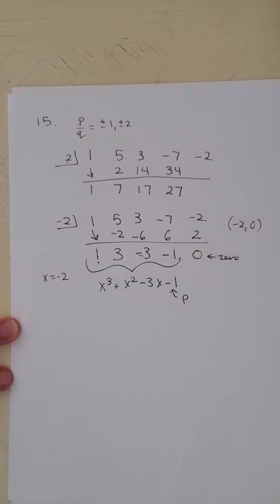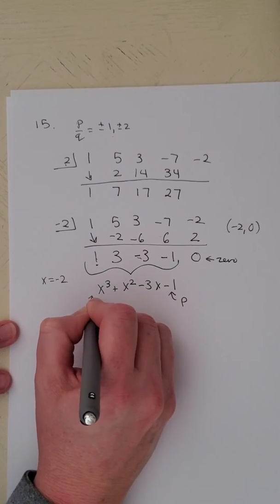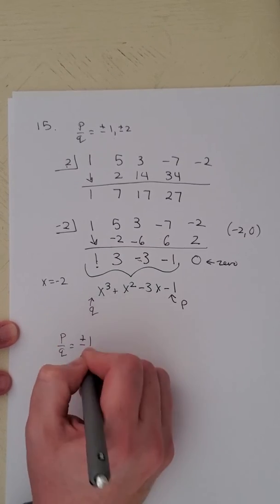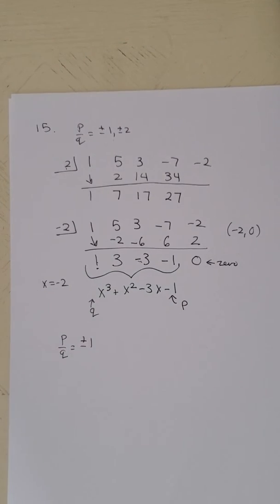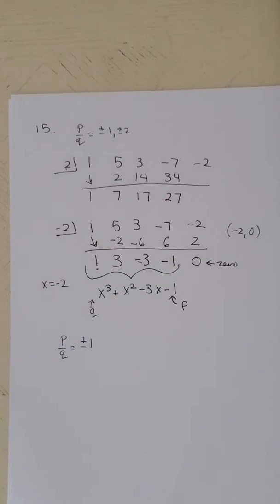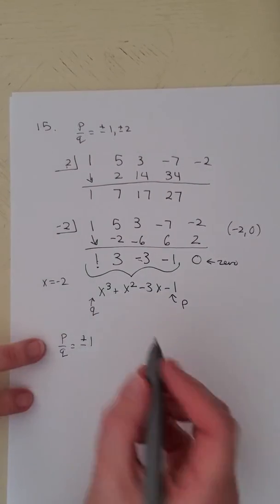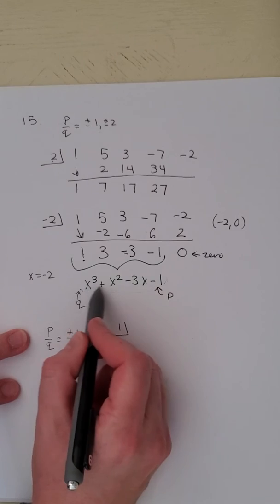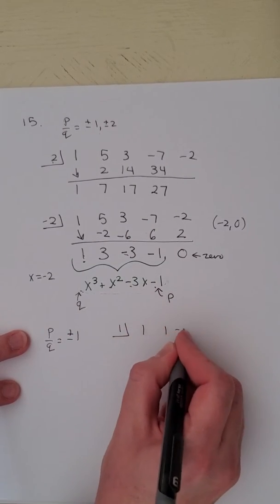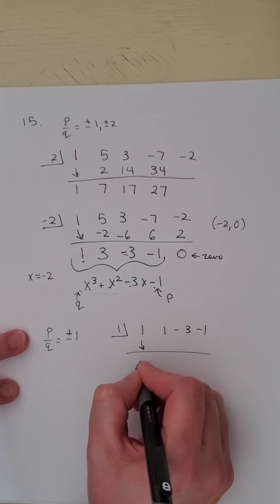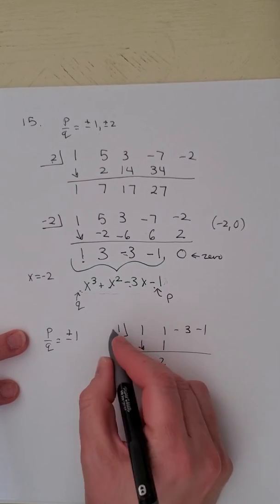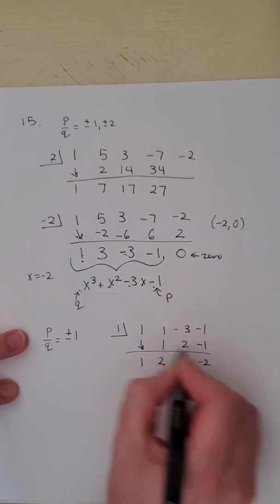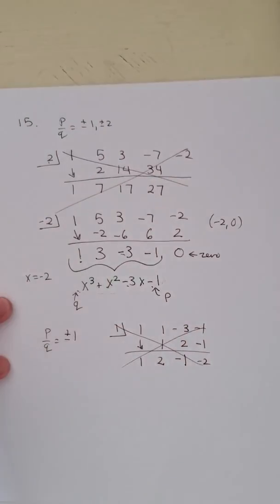Now p is negative 1 and q is 1. So all of my p over q's are plus or minus 1 over 1. That's it. So I get to pick. I can try positive 1 or I can try negative 1. I'm going to try positive 1 and use synthetic division again. This time I'm working with this function though. So 1, 1, negative 3, negative 1. Bring my first term down. 1 times 1 is 1, that's 2. 1 times 2 is 2, that's negative 1. 1 times negative 1 is negative 1, that is negative 2. This is not a root, just like this one was not a root.